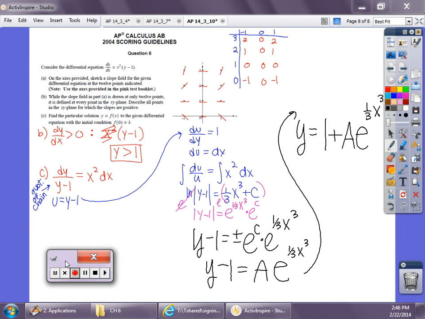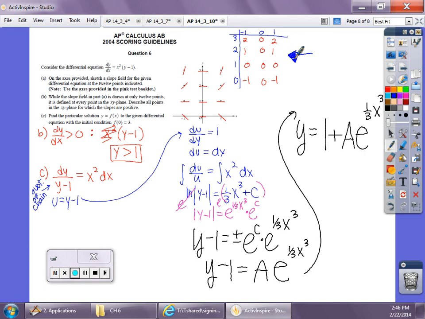Alright, so to start off, letter A, I just created my table of values up here, and all of those red values are my slopes. So I had to do x squared times y minus 1. I actually started off with wherever my zeros were going to be, and I put those in first. Therefore, I only had to find 6 slopes. And then my slope field was created.